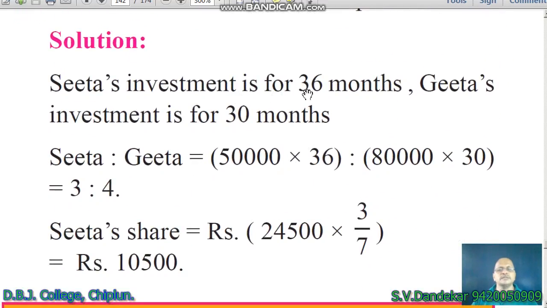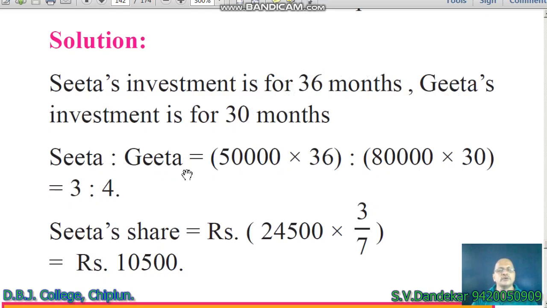Sita's investment is for 36 months, Geeta's investment is for 30 months. This is because Sita started the business and the calculation is at the end of 3 years. So 12 3s are 36 months, the total business time. Sita is throughout for the business. Geeta is 6 months late. Therefore 36 minus 6, that is 30.